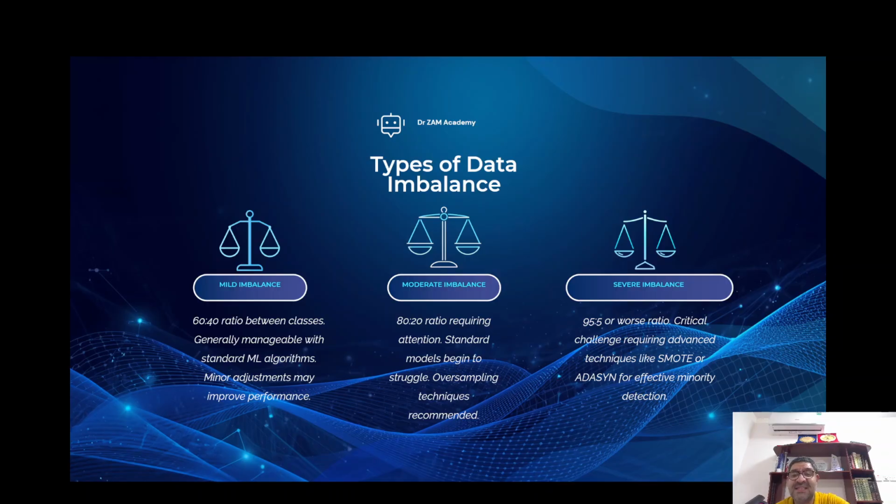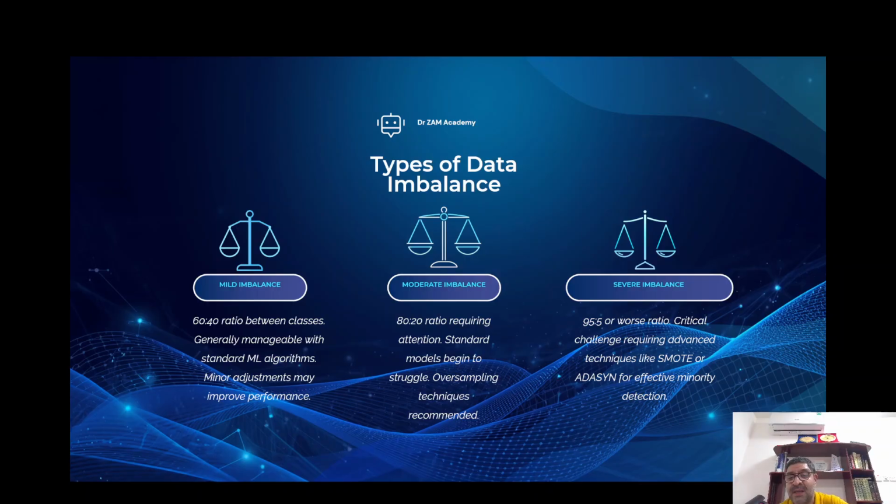But there can be a severe imbalance in the data, that is 95 to 5, which we have discussed. In fact, this is the worst ratio, a critical challenge. It requires advanced techniques like SMOTE, the Synthetic Minority Oversampling Technique, or ADASYN for effective minority detection. We are going to discuss both of these techniques in quite a detail, probably in this particular episode or the following one.